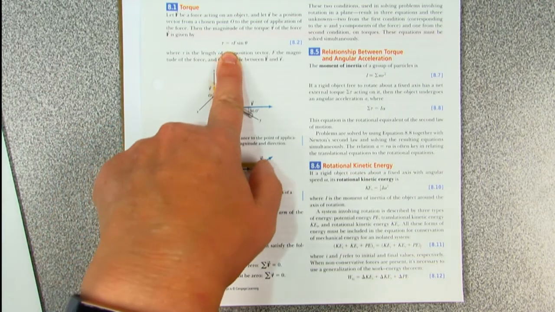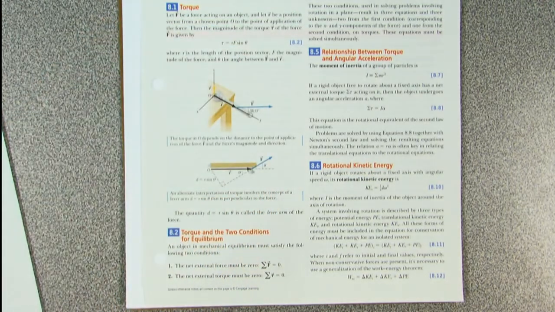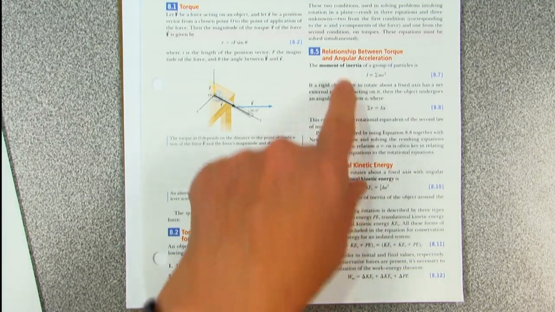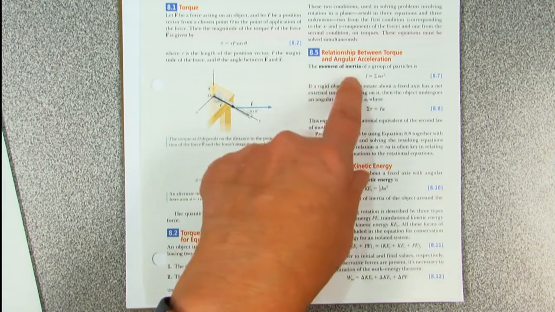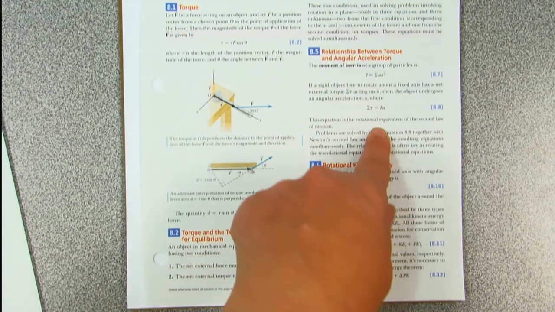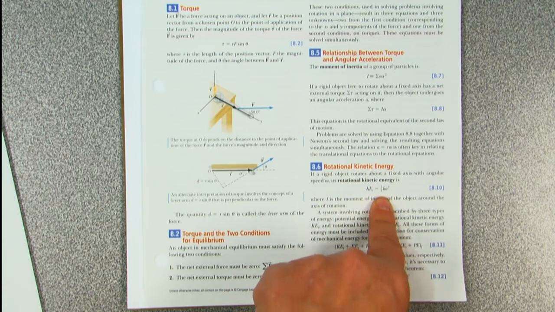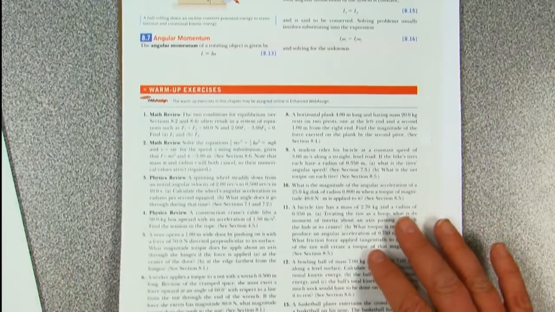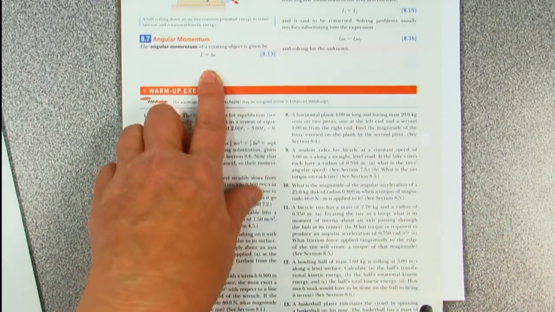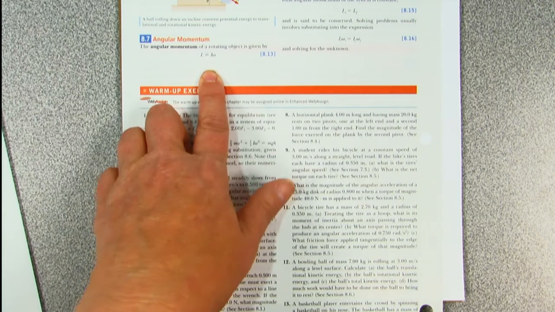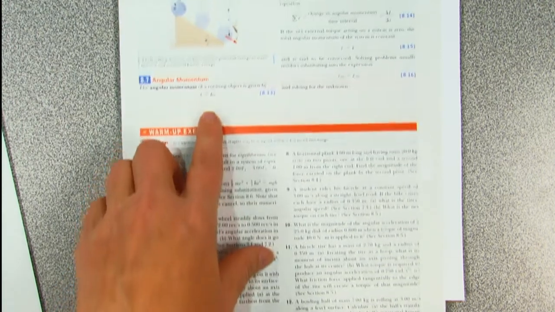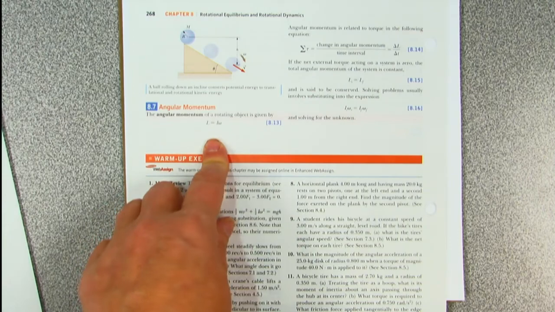there's our equation for torque, which I've already had on the cheat sheet. There are my conditions for equilibrium. Summation of the torques equals 0. The summation of the forces equals 0. Here are my relationships between my angular acceleration, my moment of inertia, and my torque. Here is my rotational kinetic energy, the same things that we've had. And then here is my angular momentum. So I've got my summary that gives me a really good place to start.